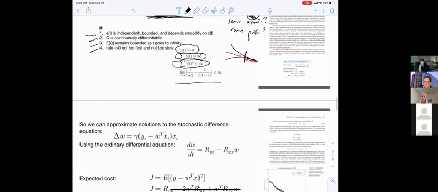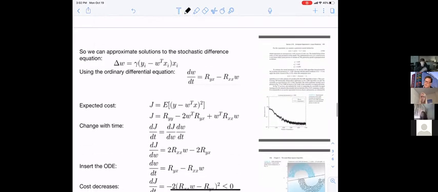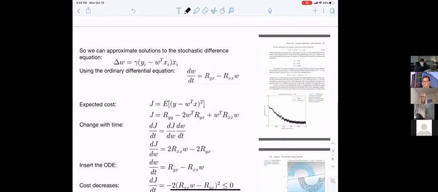Okay, but if you do that and you solve that, now you can approximate solutions to the stochastic difference equation using the ordinary differential equation, which allows you to figure out, do you actually get there? Remember, it's not good enough to just say, do we have the same answer? When is delta W equals 0, right? When do we stop bouncing around? You have to say, can we actually get to that point?